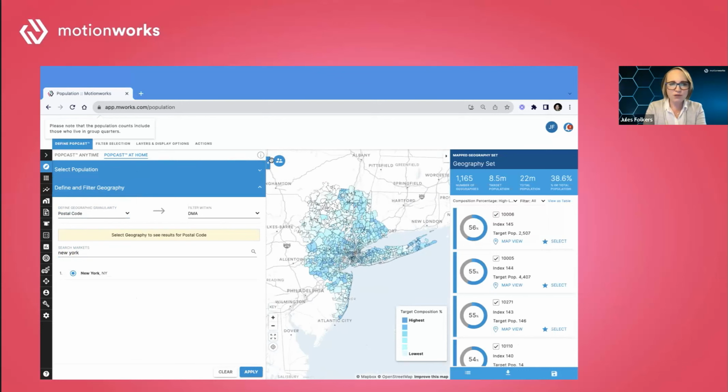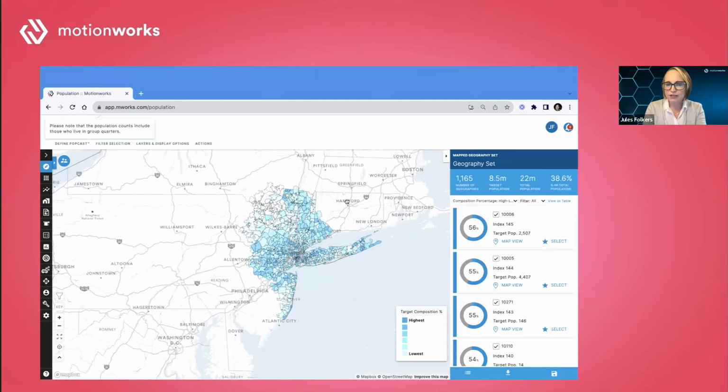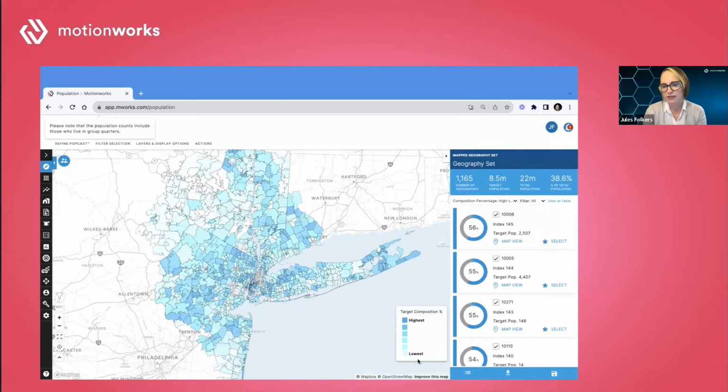And then I'm also going to show a couple more aspects of our functionality here. So what we're looking at is a heat map, showing from highest to lowest this is target composition percentage of where that target population is residing. You can see here in our summary table, the aggregation of all of those geographies that exist in like over 1,000 postal codes in the New York DMA.